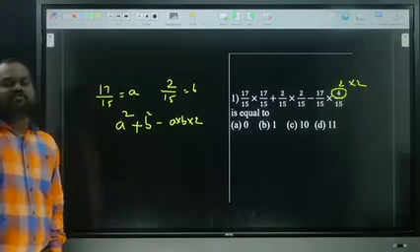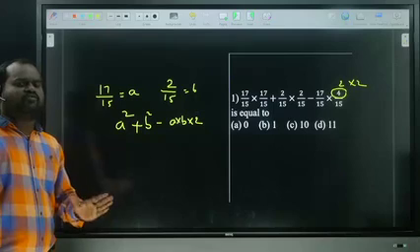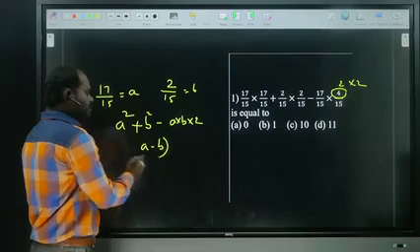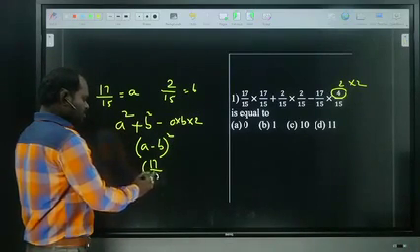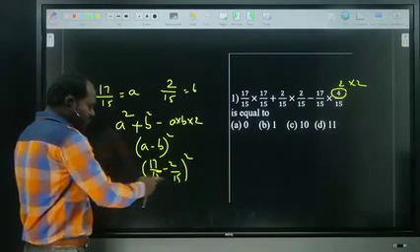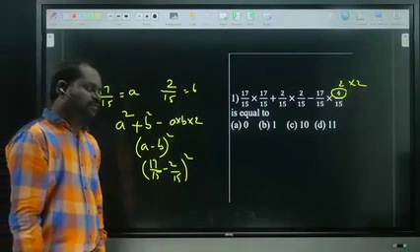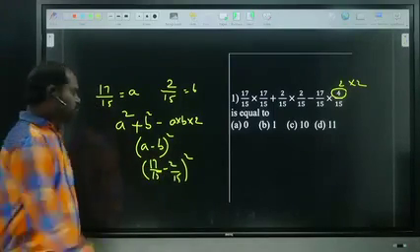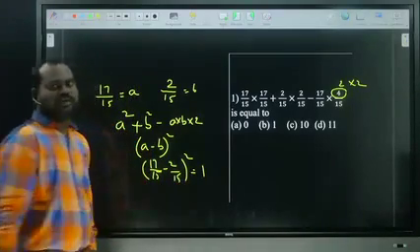So observe carefully, which formula format is that? A square plus b square minus 2ab, that is the formula for a minus b whole square. That means 17 by 15 minus 2 by 15 whole square. Denominators are same. In your last class, I told you that when denominators are same, directly we should move to the numerators. 17 minus 2 is 15. 15 by 15 is nothing but 1. So what is the answer? 1. Is it clear? Okay?